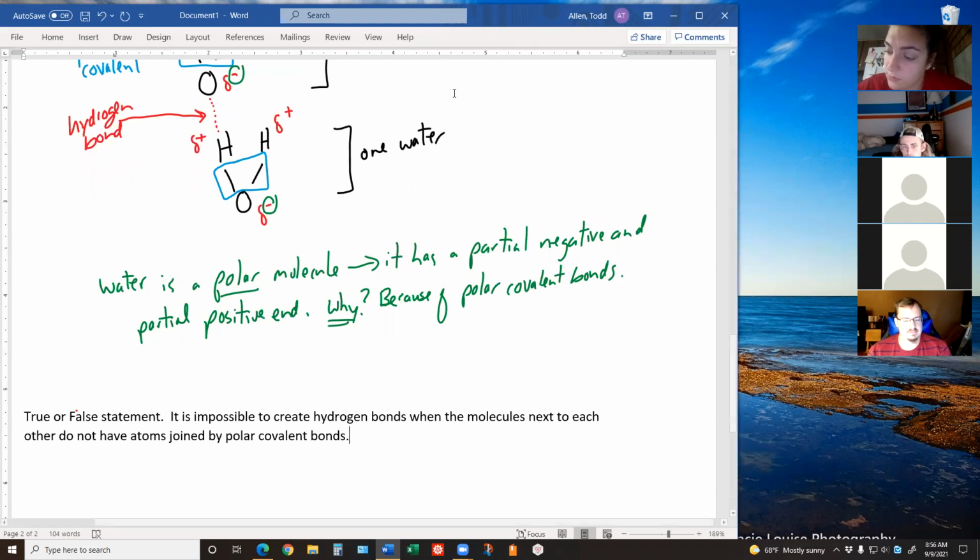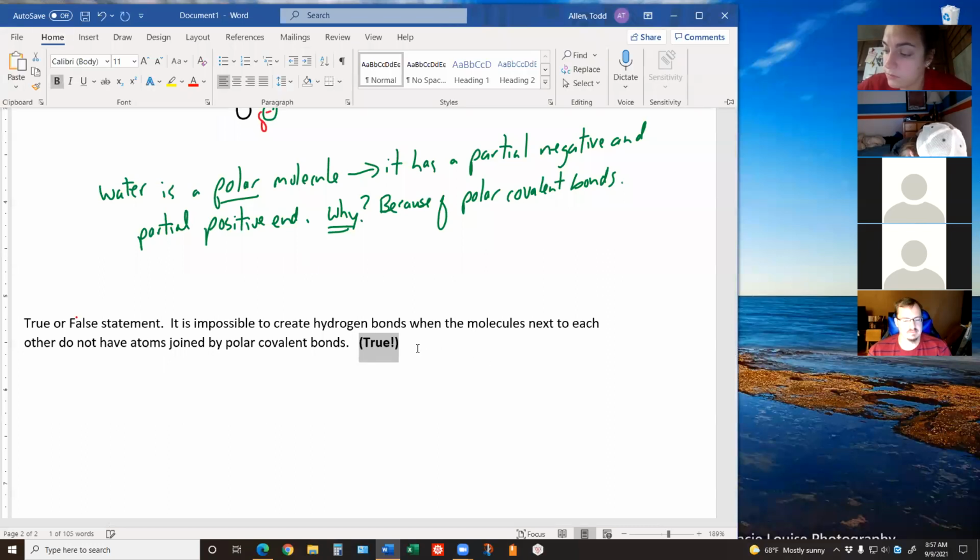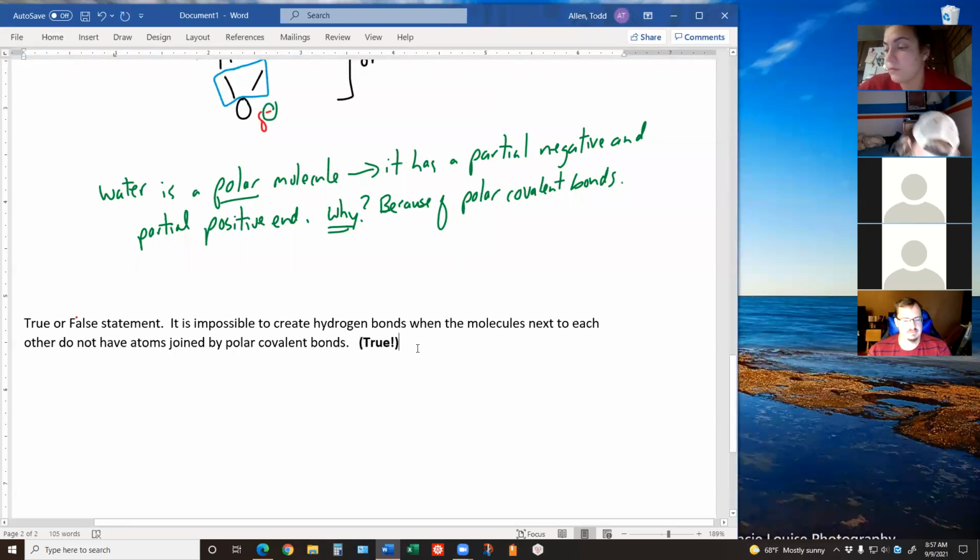True or false statement? It is impossible to create hydrogen bonds when the molecules next to each other do not have atoms joined by polar covalent bonds. Turns out that this is true. Why is this true? Here's the reason.